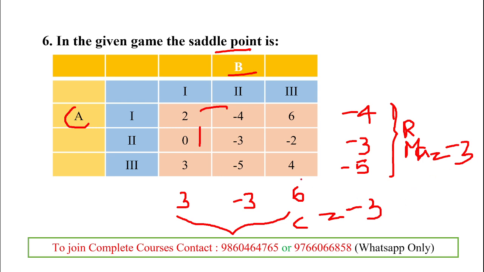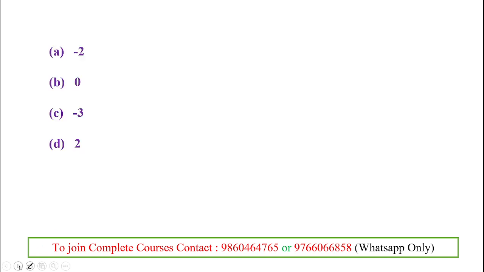So in this matrix, or in this game, there is a saddle point. In some games there is no saddle point, but here we can see that both the minimax and maximin values are the same, that is minus 3. So from this minus 3, the game will attain a saddle point or an optimal strategy. Clear? And the answer for this question is minus 3.